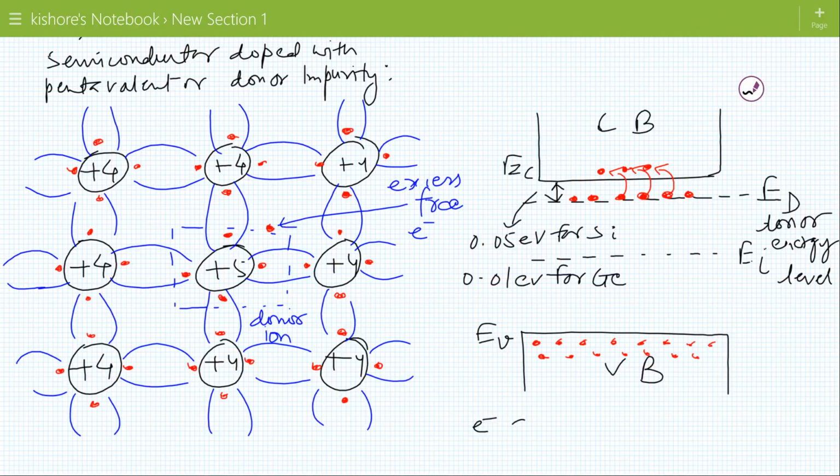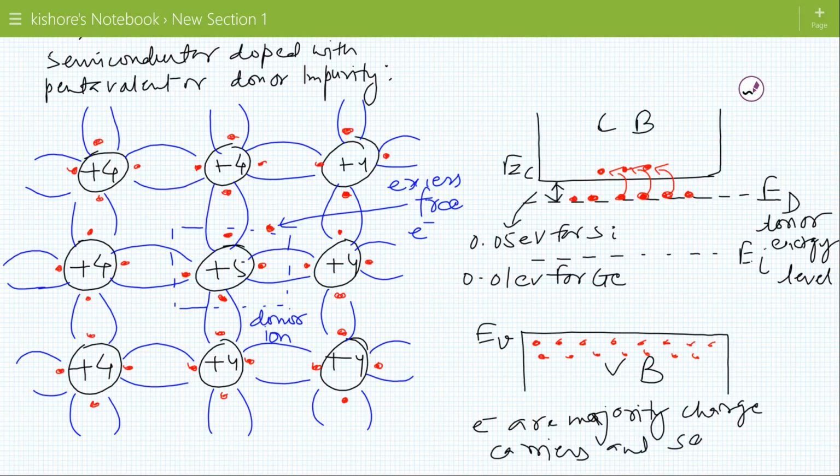Electrons are majority charge carriers, and the semiconductor is N-type.